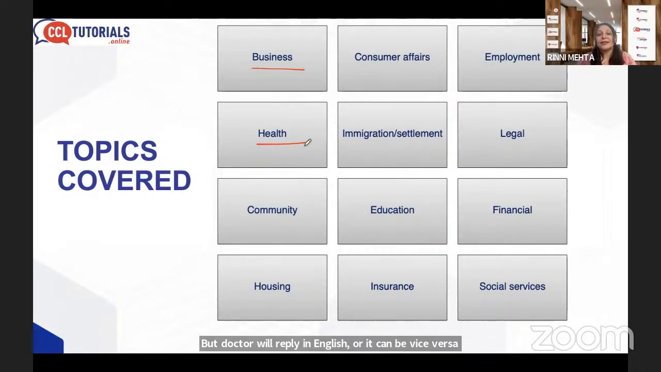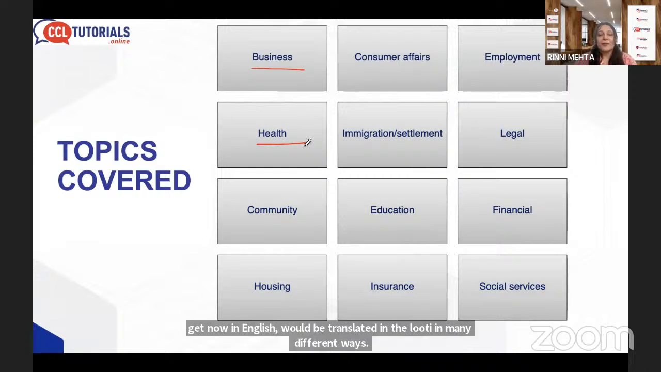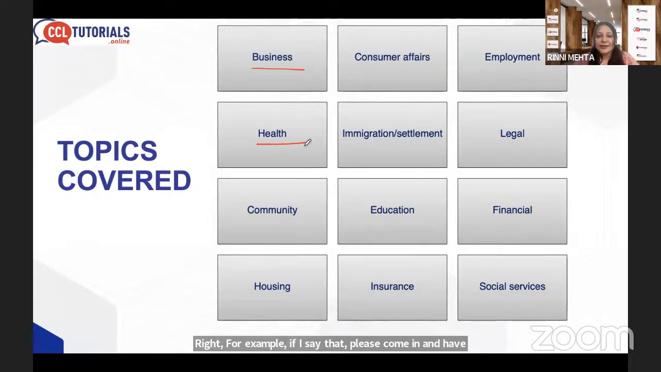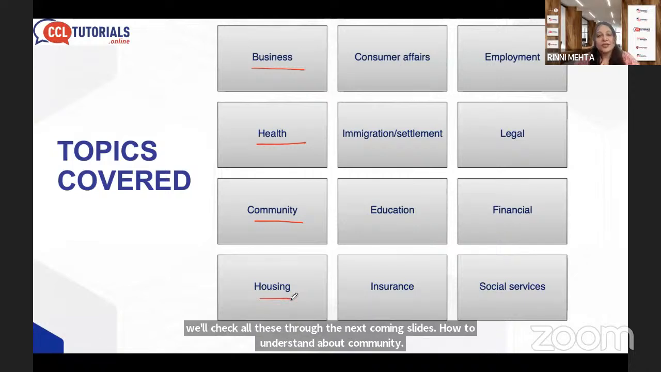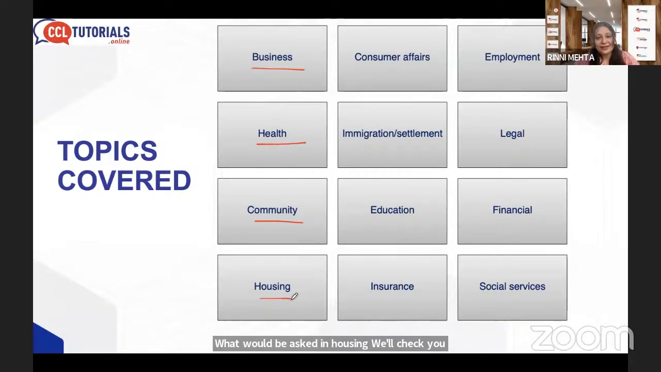You have to understand the technicalities of those terminologies in both the languages, right? For example, root canal in English could be translated in the LOTE in many different ways. But if I say please come in and have a seat, you can translate it in your language very easily. So these are normal conversations, but there are particular topic related conversations as well. Today, we'll check all these through the next slides, how to understand about community, what could be asked in housing.